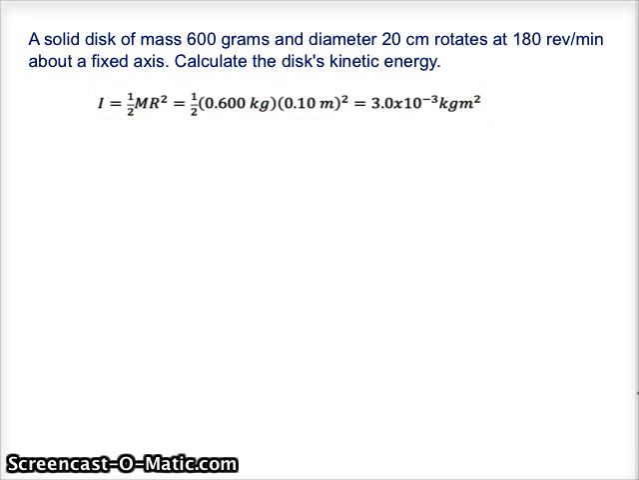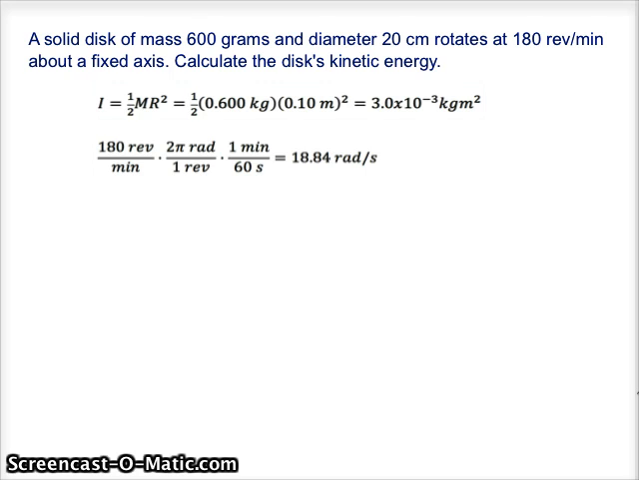The diameter was given instead of the radius, so we'd want to make sure we cut that in half, and we end up with our inertia value, pretty small, like we should be getting used to. We'll also need the value of omega. It was given to us in revolutions per minute, which is not our standard unit.